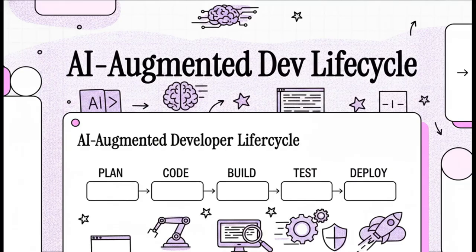Welcome to today's Explainer. Let's just dive straight in because today we're unpacking something that is literally rewiring how we build software. We're talking about the AI augmented developer lifecycle. If you want to understand exactly how artificial intelligence is fundamentally changing the way we build, test, and deploy code, you are in the exact right place.